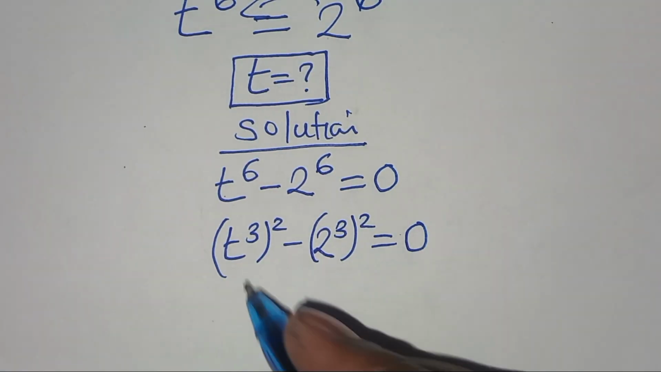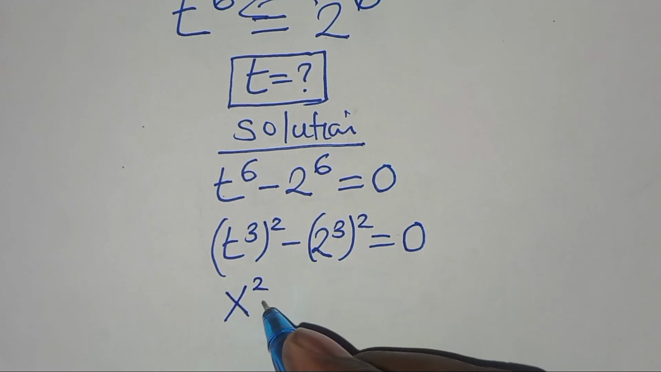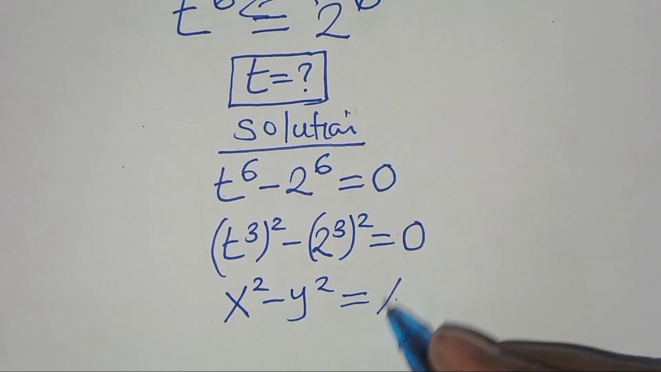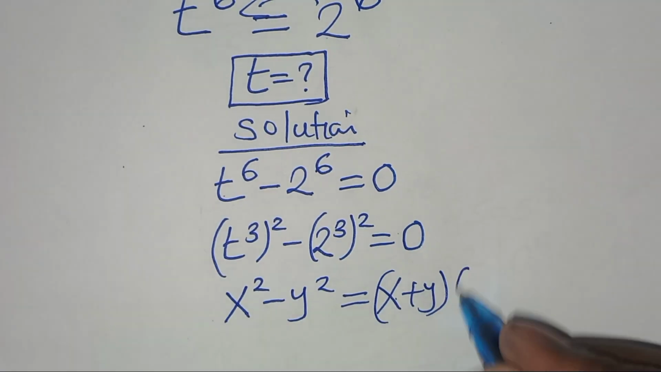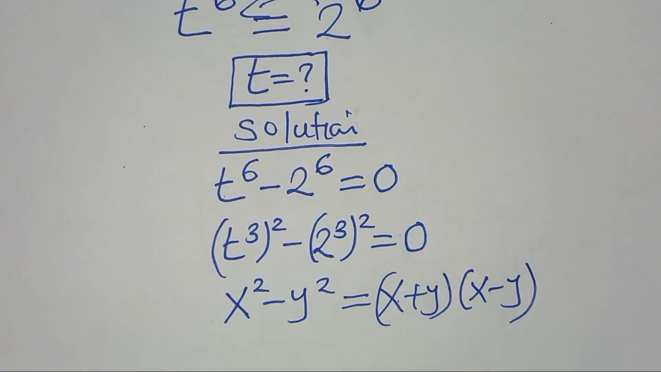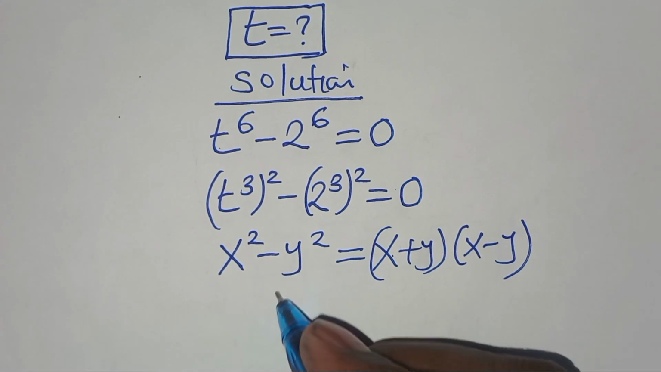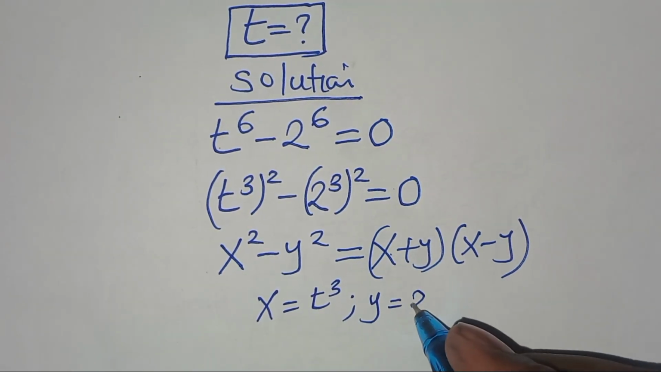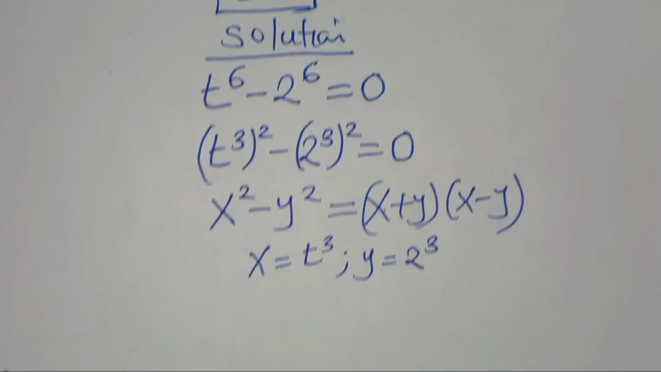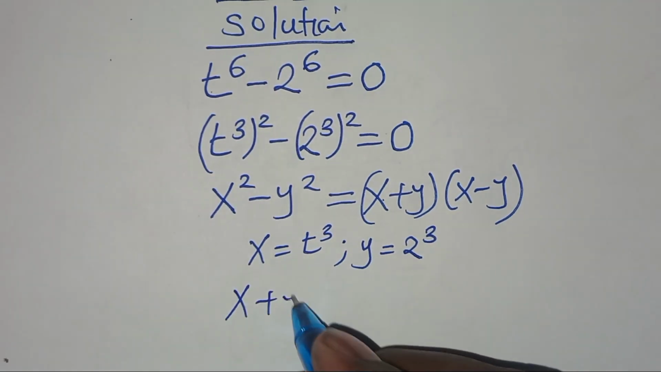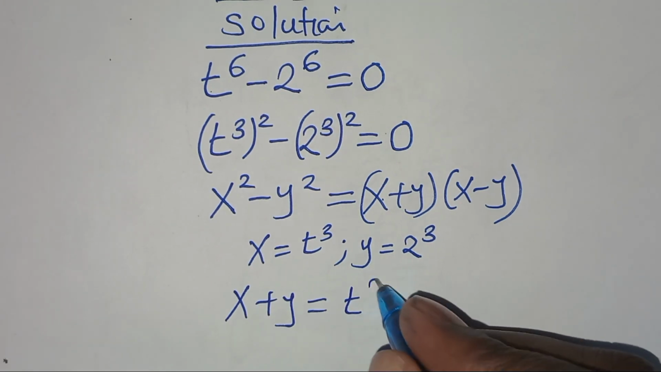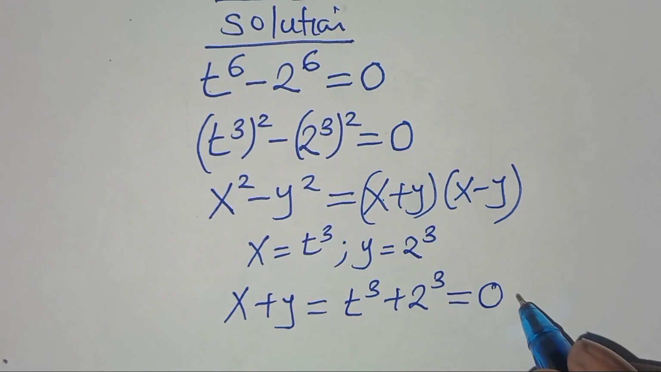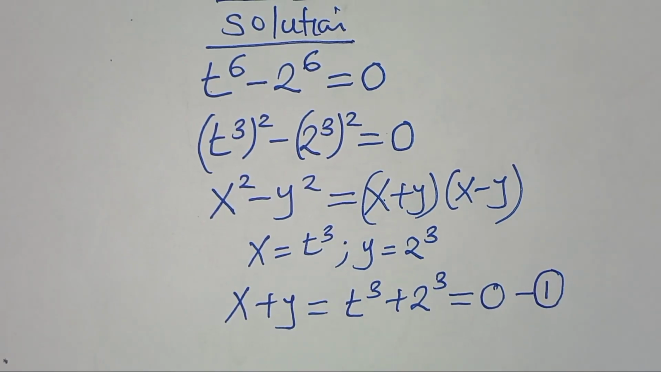Now I find that this equation is in the form of x squared minus y squared, which is the difference of two perfect squares, which you can express as x plus y, x minus y. So in this case here, x is equal to t to the power 3 and y is equal to 2 to the power 3. Now x plus y, this is the same thing as t to the power 3 plus 2 to the power 3. This is equal to 0. Let's call this equation 1.